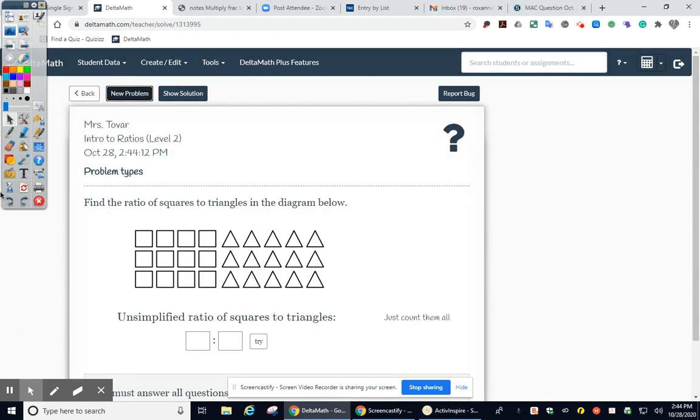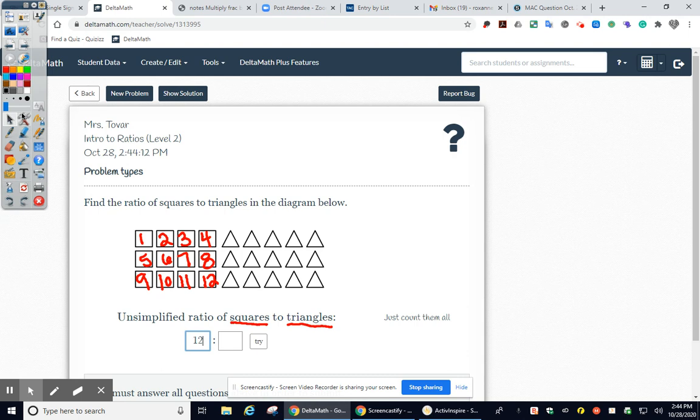All right, so this time it says find the ratio of squares to triangles in the diagram below. So I'm going to read my ratio. It wants the unsimplified ratio of squares to triangles. So I'm going to count just my squares first. So that's 1, 2, 3, 4, 5, 6, 7, 8, 9, 10, 11, and 12. So that would be 12 squares. So I want to make sure I put my squares first because that's what it says first.